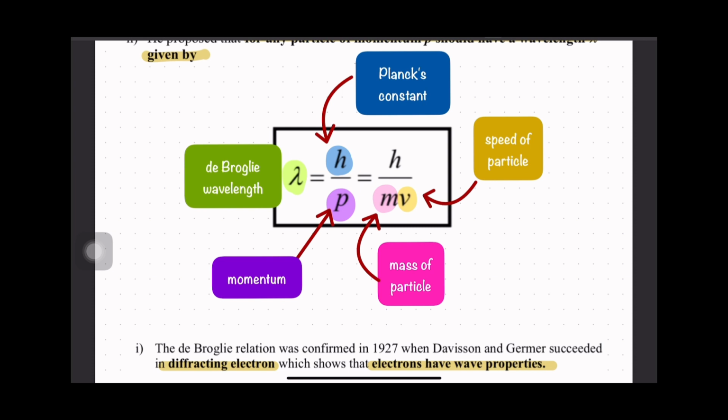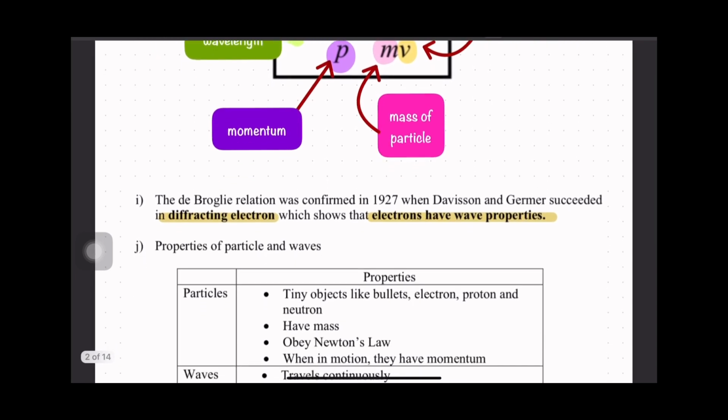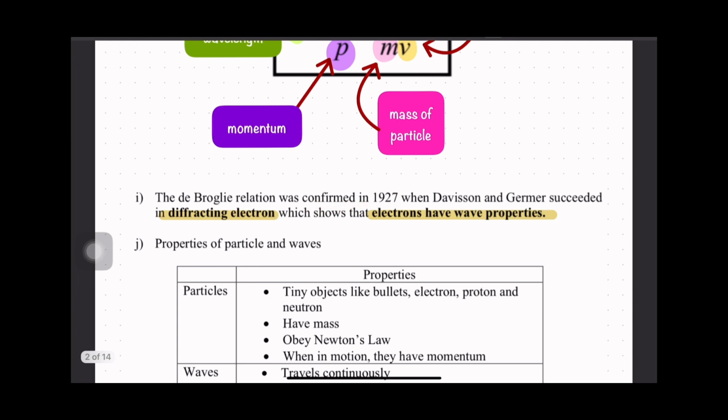Okay, m is the mass of the particle. If let's say kita kata particle tu adalah electron, so mass ni will be mass of electron. Kalau particle tu adalah proton, so mass will be mass of proton. Macam tu lah. Okay, then the de Broglie relation was confirmed in 1927 when Davisson and Germer succeeded in diffracting electrons, which showed that the electron has wave properties. Ni lepas dah buat eksperimen.